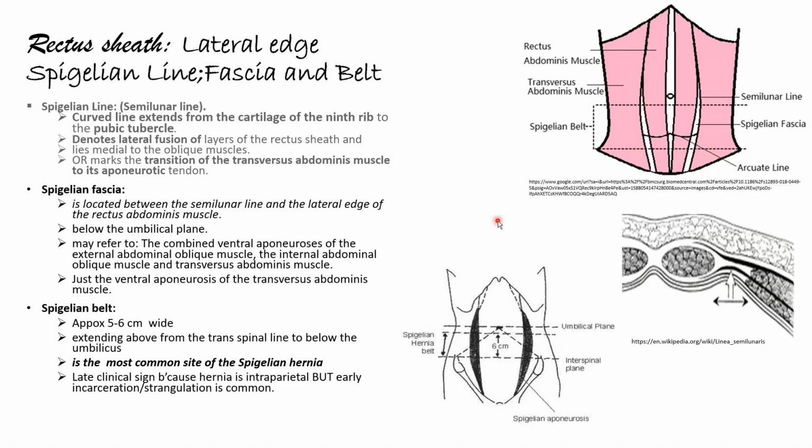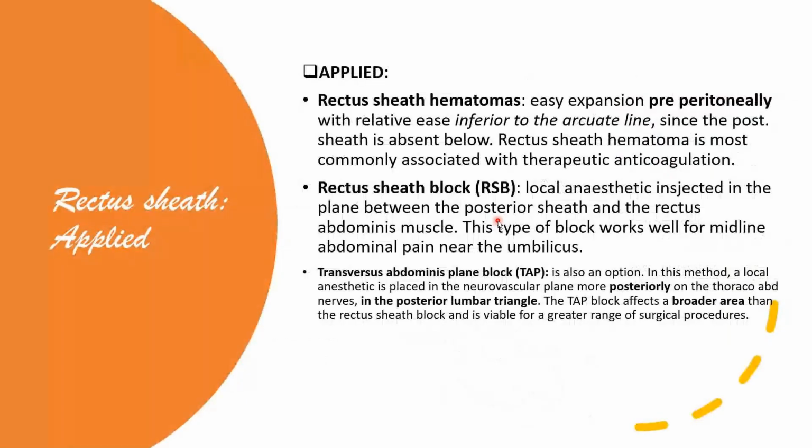So the applied anatomy about the rectus sheath, apart from the spigelian fascia and the spigelian belt, the other thing is that when you have a rectus sheath hematoma, it usually goes easily pre-peritoneally. Very easy expansion. Why? Because below the arcuate line, look, there is no posterior rectus sheath, so the trickle of blood can easily go in and lodge itself in the pre-peritoneal area. So it goes with relative ease inferior to the arcuate line since the sheath is absent. So rectus sheath hematomas always tend to gravitate downwards, right?